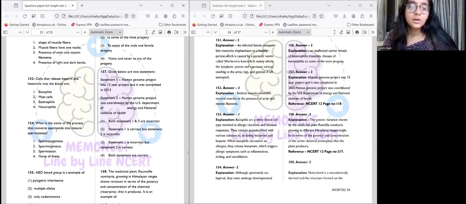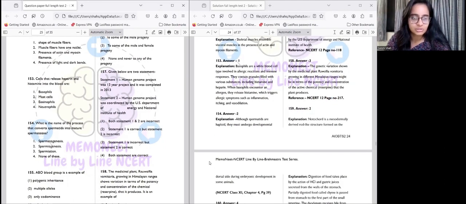Now, the next question. What is the name of the process that converts spermatids into mature spermatozoa? Okay. So now we have to form spermatozoa from spermatid. This process is known as spermiogenesis. What is spermatogenesis? Spermatogenesis is formation of sperm. So when we have sperms formed, that time it is spermatogenesis. But here spermatids are being formed, which is known as spermiogenesis.